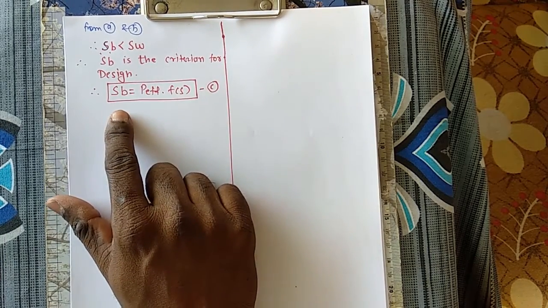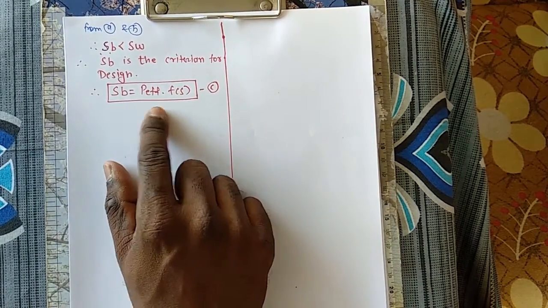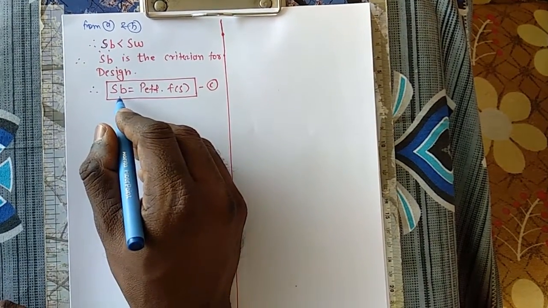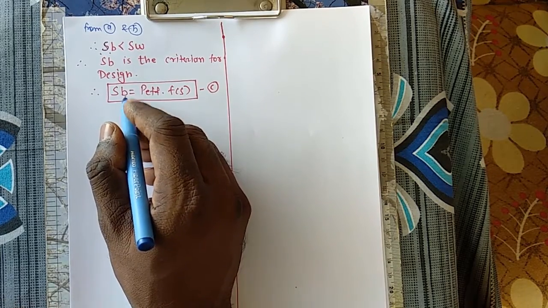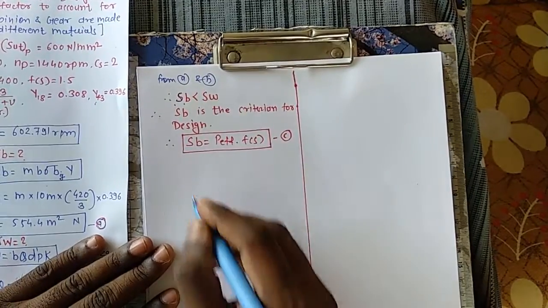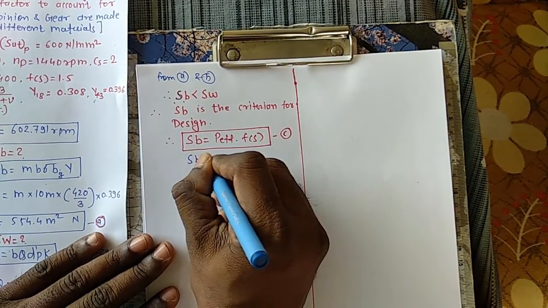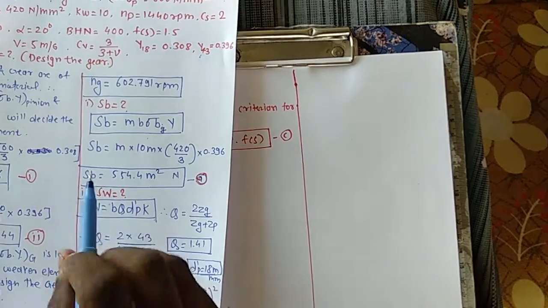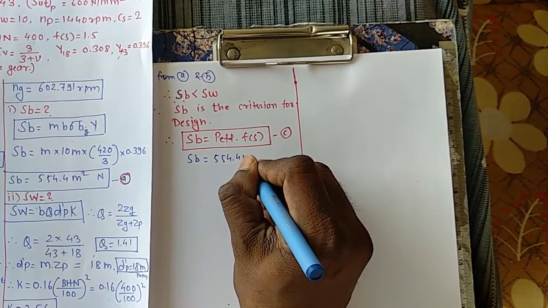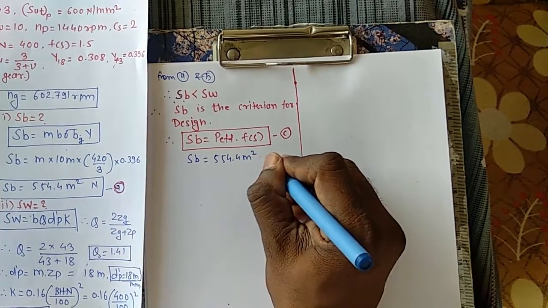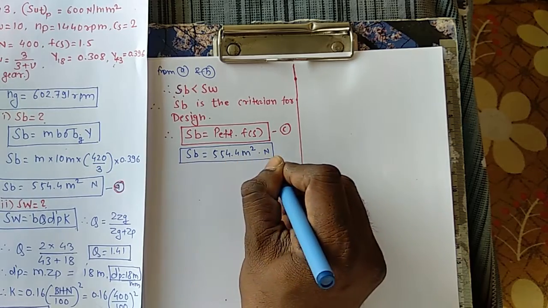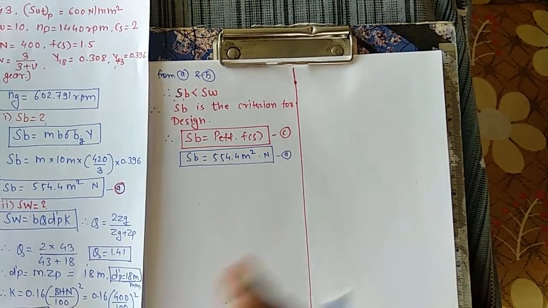So we have this equation, SB is equal to P effective into Fs. Here now, we have just calculated the value of SB in terms of module. So I will just write down this equation A. SB is equal to, what was the value? 554.4 m square module, so the value in units of Newton. I will mark this as equation A. So I have just rewritten this equation.